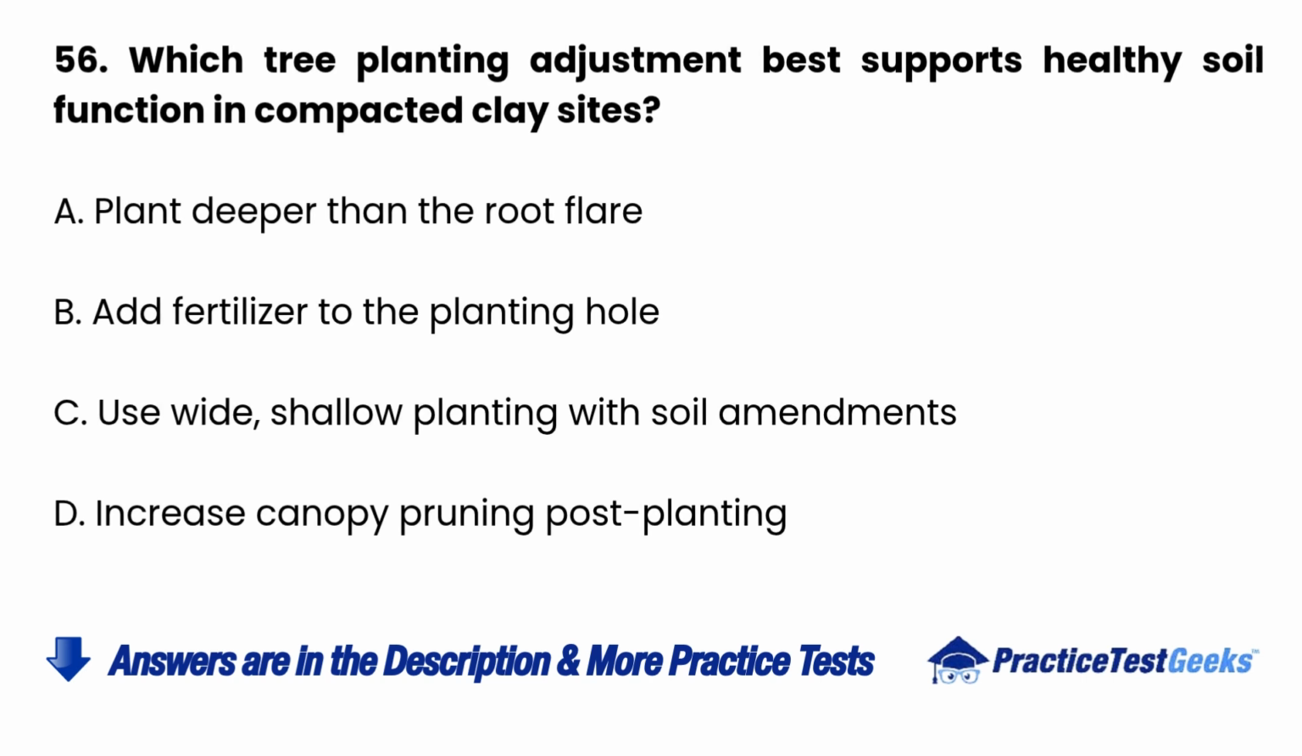56. Which tree planting adjustment best supports healthy soil function in compacted clay sites? A. Plant deeper than the root flare. B. Add fertilizer to the planting hole. C. Use wide, shallow planting with soil amendments. D. Increase canopy pruning post-planting.